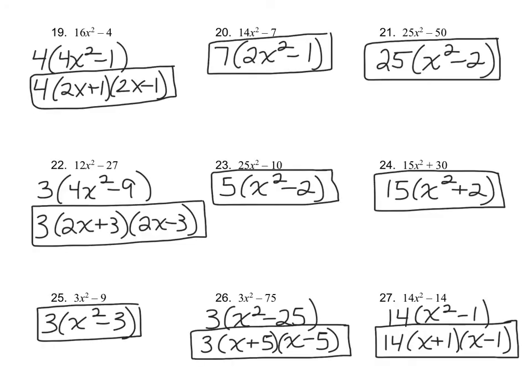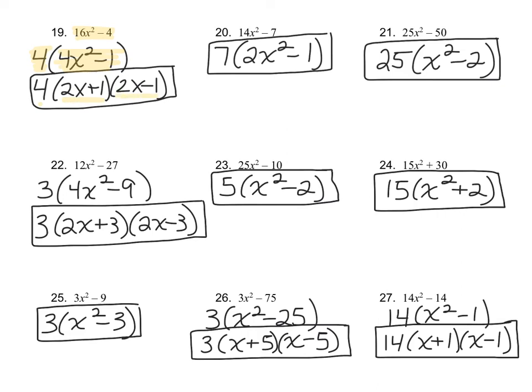Okay, so here are your answers. I want to point out number 19 to just start with, because many people look at the 16x squared minus 4 and are immediately like, oh, that's a perfect square minus a perfect square. However, it did have a GCF. So I had to pull out a 4 first, and I'm still left with a perfect square minus a perfect square. That 4 comes down, and I'm left with 2x plus 1 and 2x minus 1.